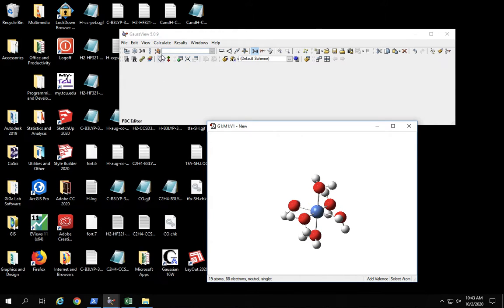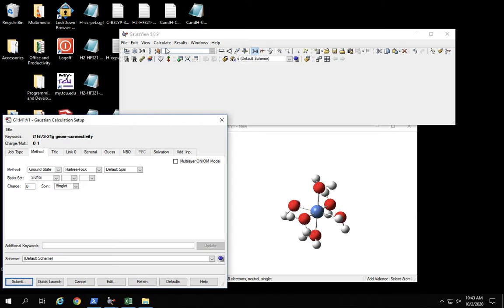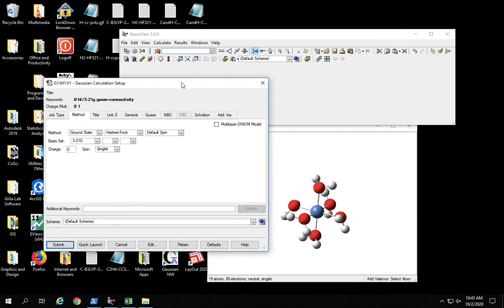So I'm going to start out by preparing a calculation. This is going to be the plus 2 complex, so I need to change the charge to 2. I'm going to start with the triplet state, 2 unpaired electrons. For our purposes, I'm going to do Hartree-Fock theory calculations, and I'm going to use this Los Alamos double zeta basis set. This is usually a pretty good choice for modeling transition metals.